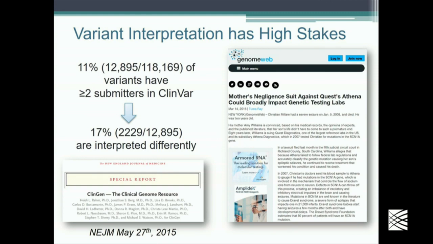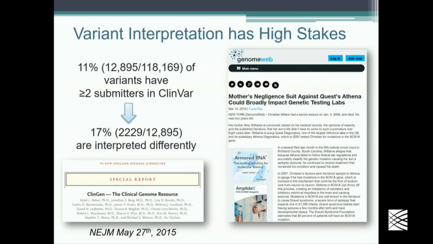In a paper we published in 2015, after a number of labs had started submitting to ClinVar, we were able to show that at that point in time, of the 11% of variants that had more than one interpretation, so we could compare, 17% of those variants were interpreted differently. So there's a lack of consistency in how this is done.